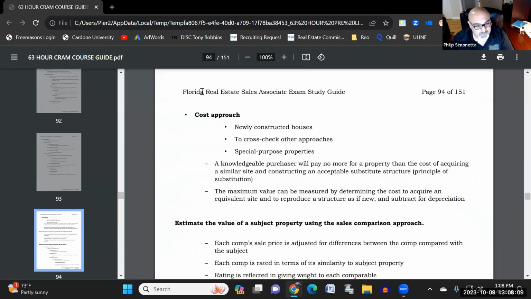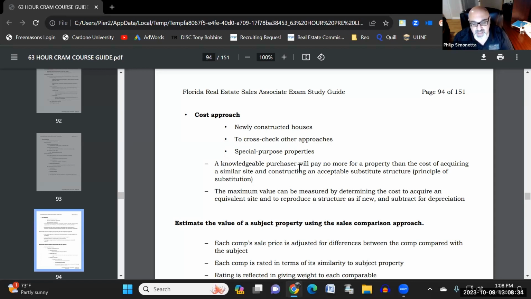Then you have your cost approach. This is for newly constructed houses, to cross-check other approaches, and for special purpose properties, right? A big library, a big building that is very unique, a church, right? A knowledgeable purchaser will pay no more for a property than the cost of acquiring a similar site and constructing an acceptable substitute structure, which is called the principle of substitution.